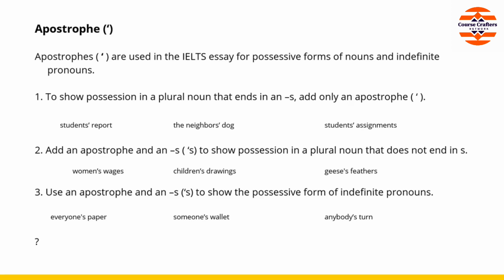And the last one is using the apostrophe to show possessive forms of indefinite pronouns. So for example, we have indefinite pronouns such as everyone, someone, anybody. In this case, we can say everyone's paper, someone's wallet, and anybody's turn. So this is the third way of using this punctuation.